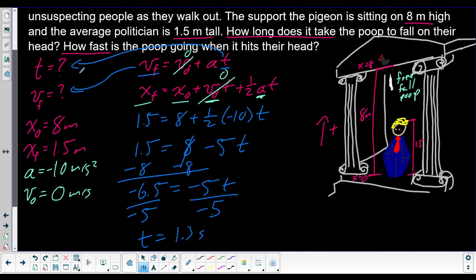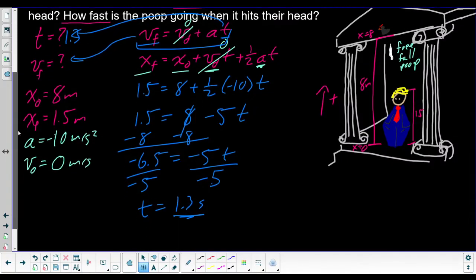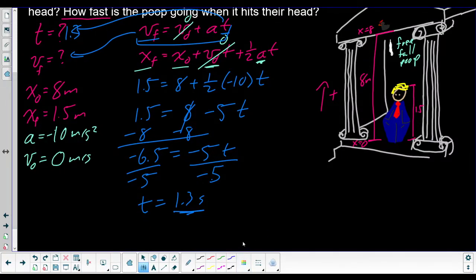We now have our time. It takes 1.3 seconds for this poop to fall on this poor soul who totally doesn't deserve to be pooped on. But c'est la vie. Pigeons are indiscriminate poopers. Now we know the time. So this is no longer an unknown, and now we can utilize the velocity equation to solve for the final velocity. So let's switch colors again. Let's go, how about green?